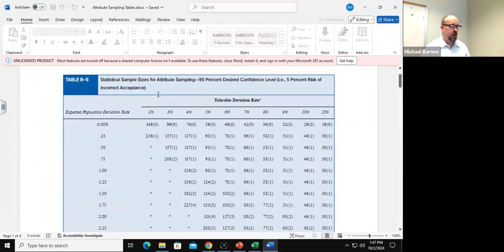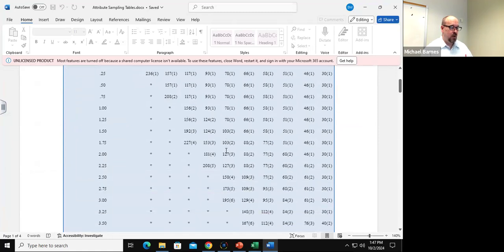All right. So you'll notice up here that this first table we're going to look at is 95% confidence level, so 5% risk of incorrect acceptance. If I start here at my tolerable deviation rate of 6% and go down to 2, you notice it says 127 with a 3 in parentheses. So this is telling me my sample size is 127 items. Now that 3 is relevant, but we'll talk about what that 3 means in just a little bit. Is it important? Yes, but it's not important yet, so we'll just keep a note of that.